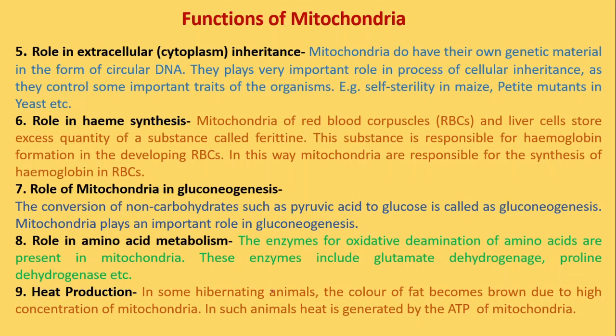The last function, if we see, is heat production. In some hibernating animals, the color of fat becomes brown due to a high concentration of mitochondria. In such animals, heat is generated by the ATP of mitochondria, and all these animals are able to survive in that condition. So these are some common functions of mitochondria. Apart from these functions, mitochondria also play many other important functions.